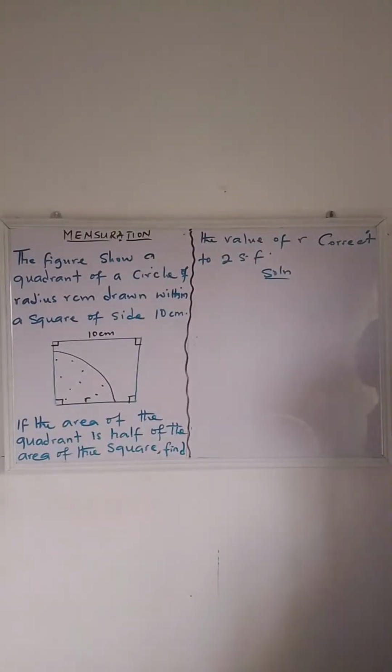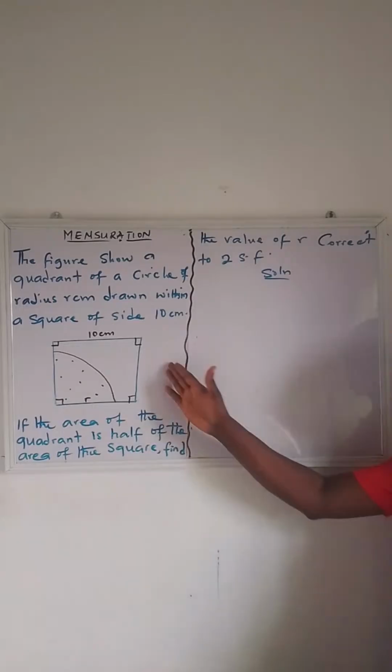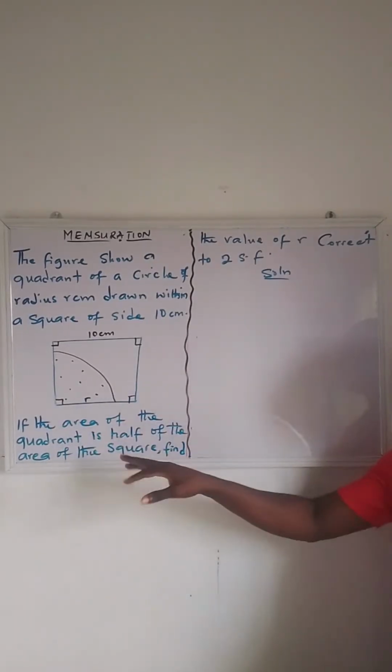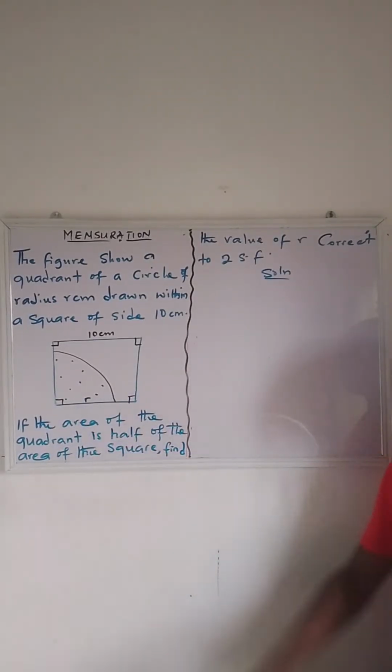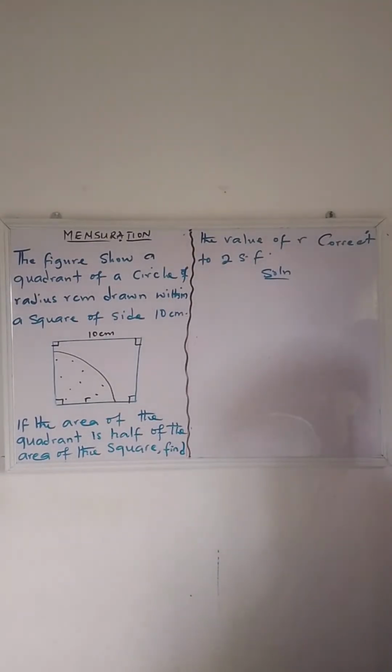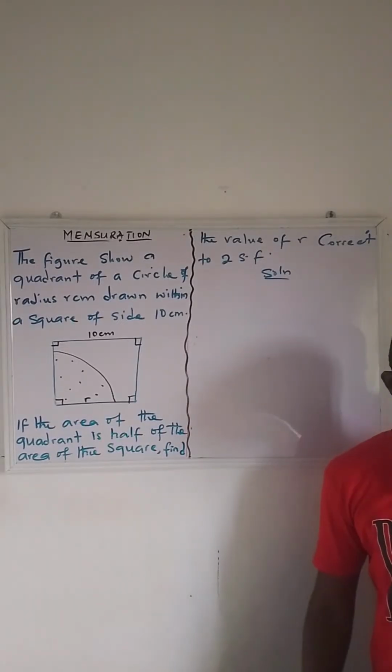The figure shows a quadrant of a circle of radius r centimeter drawn within a square of side 10 centimeter. Now, if the area of the quadrant is half of the area of the square, find the value of r correct to two significant figures.